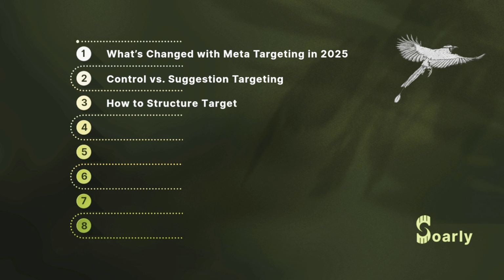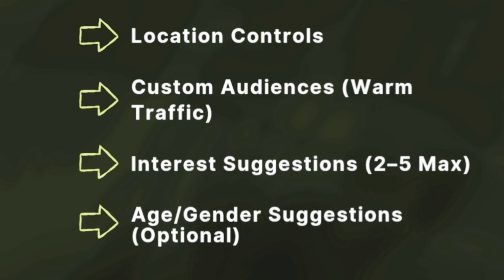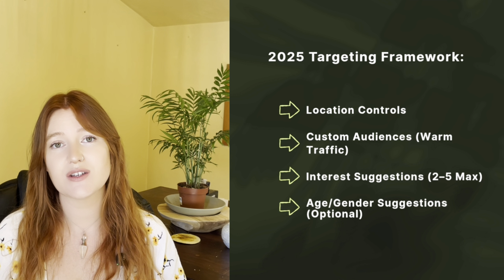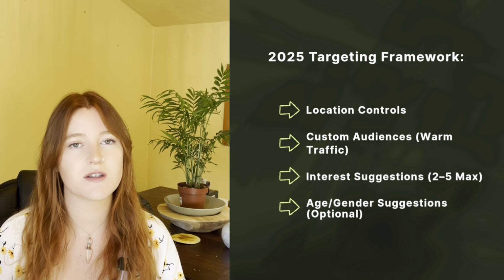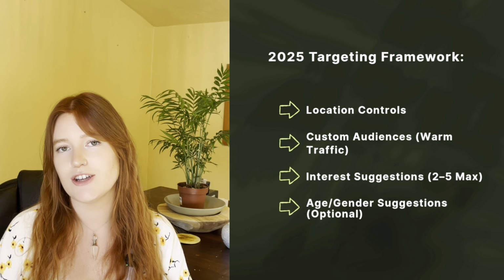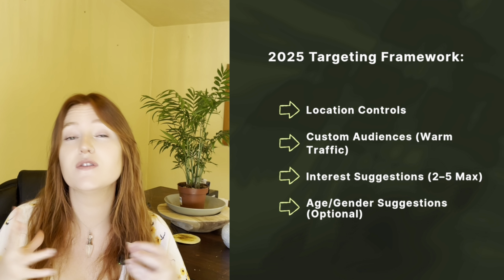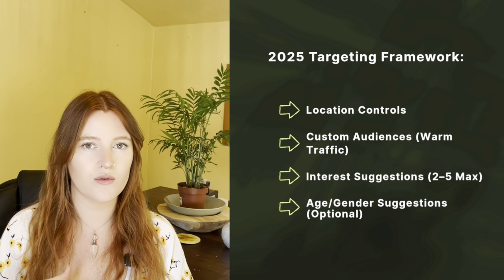So how do you want to structure your targeting in 2025? We structure most ad sets using this layered approach. First of all, location-based controls. Start with where you can actually deliver. If you're local, pick your service radius. If you're global, include all viable markets. Don't just pick one. And in the locations, I would recommend being as broad as physically possible for your business structure.